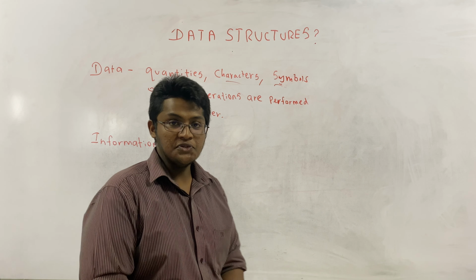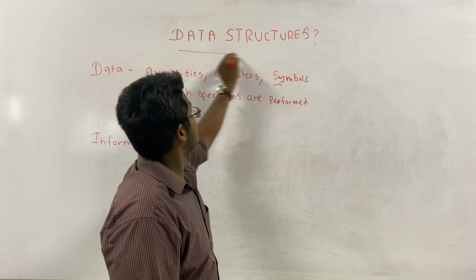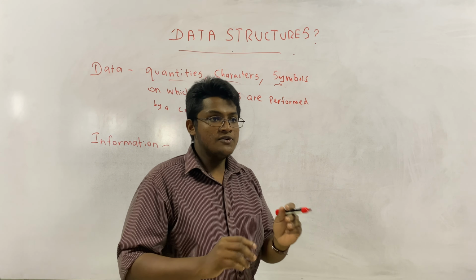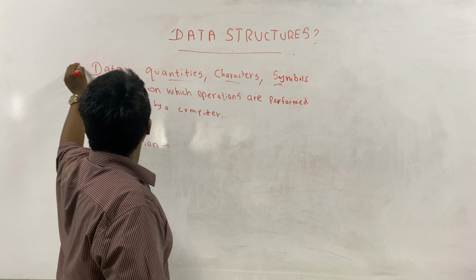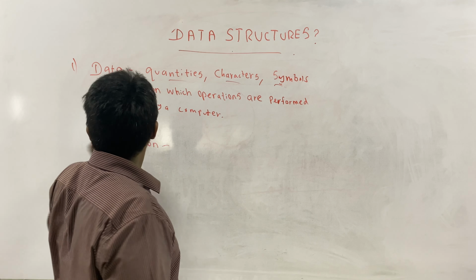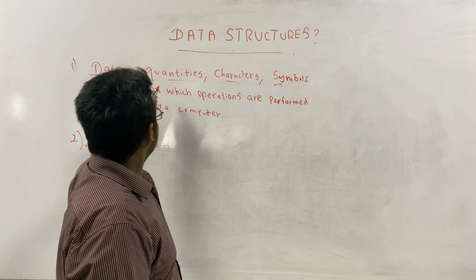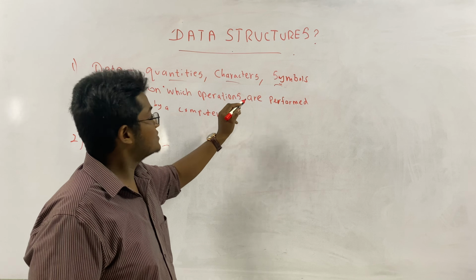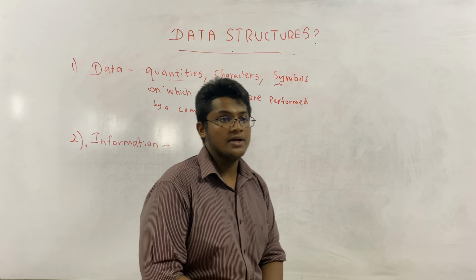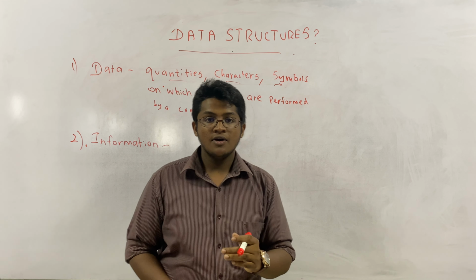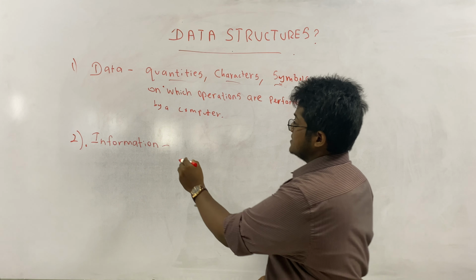Hello guys. So today we are going to talk about what is data structures. Before moving to the data structures topic, we will learn two things. First one is data, and the other one is information. First, what is data? Data is quantities, characters, symbols on which operations are performed on a computer. That is the simple meaning of data. And next, what is meant by information?